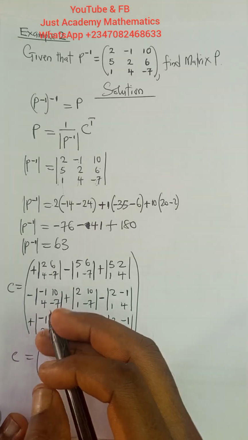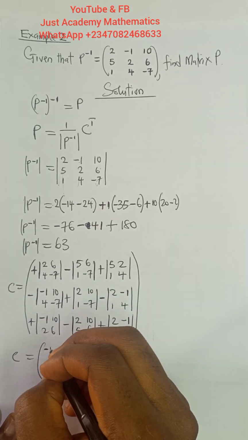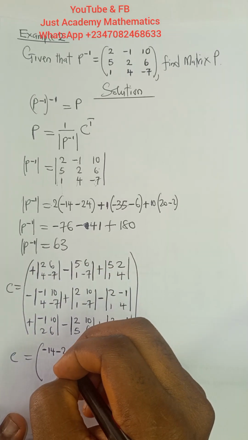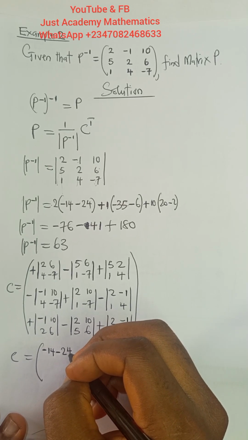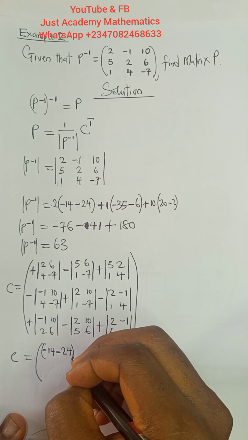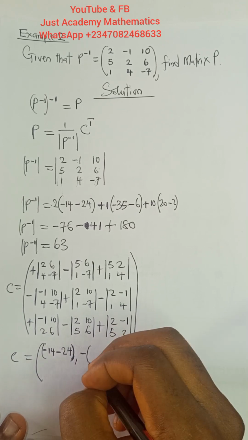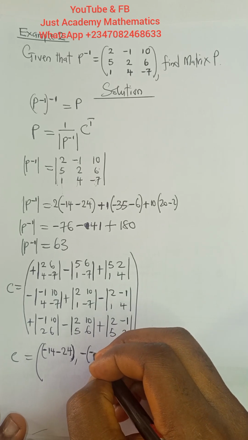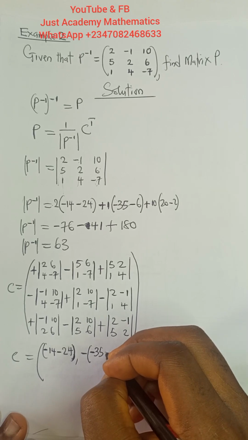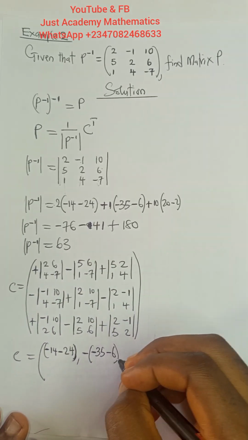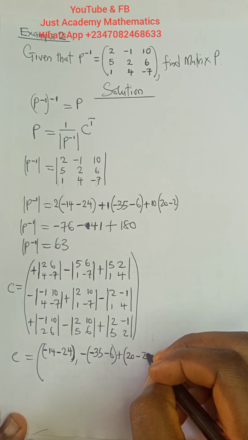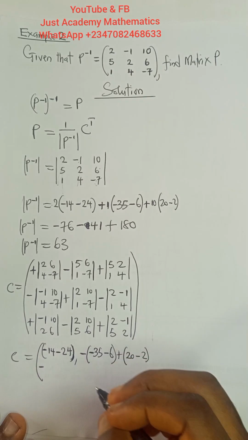Minus 14 minus 24. Of course, it's being times with plus. Then minus times minus, what is there? 35 minus 6 times 1, 6. Plus 5 times 4, 20 minus 2 times 1, 2. Here, minus in front.